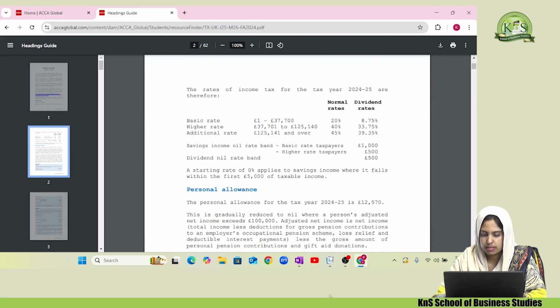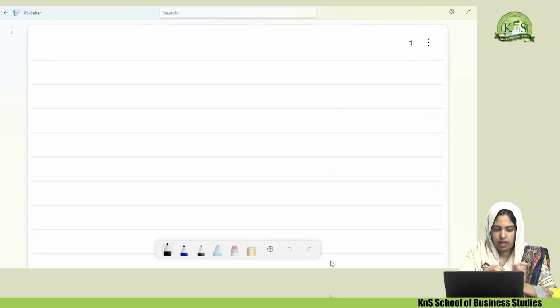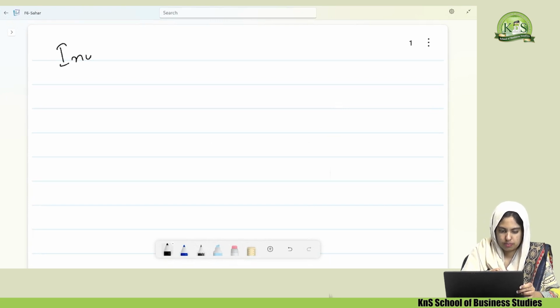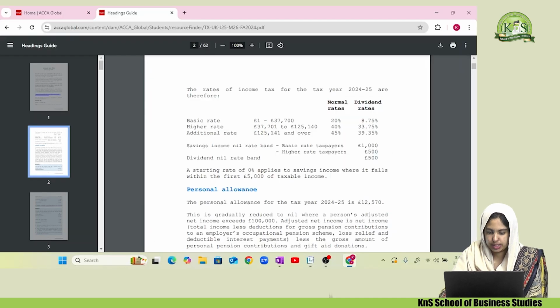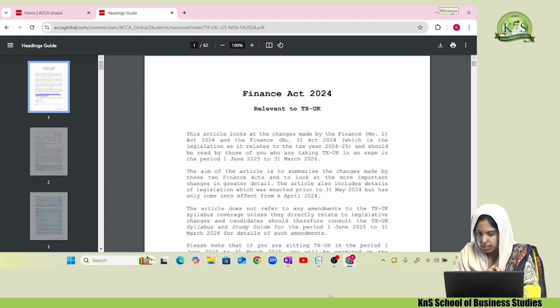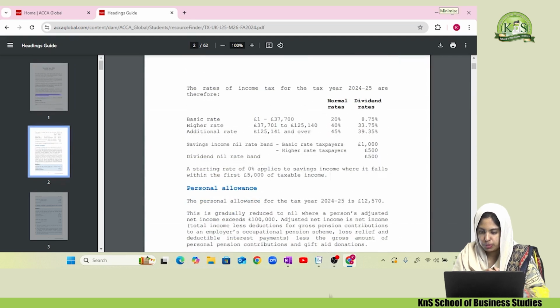Let's have a look at the rates. These rates will be provided in your exam, so there is no need to learn them, but you should know how they are applied. One thing I will definitely state here is how the income tax bands are applied. I have put the bands over here. We can do this in Excel as well, just applying the formula, but I'm going to tell you one very important thing. This is a higher skill that is mentioned by the examiner.